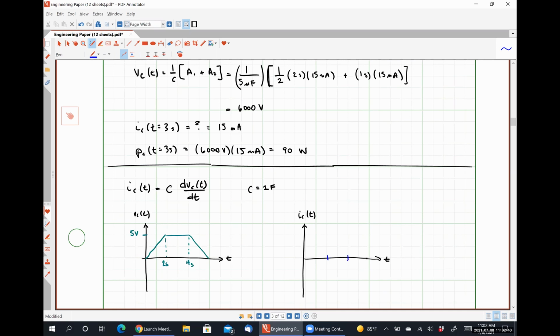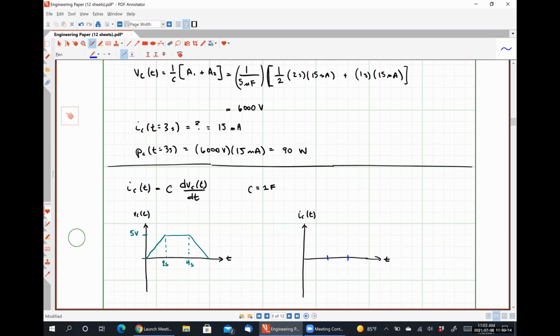All right, let me ask you guys a question. Let's look at the current specifically over the time interval from 2 seconds to 4 seconds. Okay? So over the time interval from 2 seconds to 4 seconds, is my voltage changing? No, it's constant. No, the voltage is constant. So what does my capacitor current have to be? Constant as well.